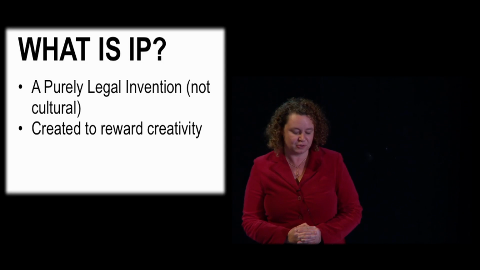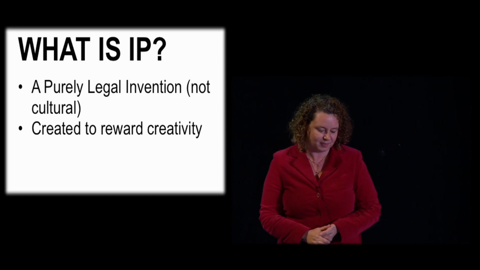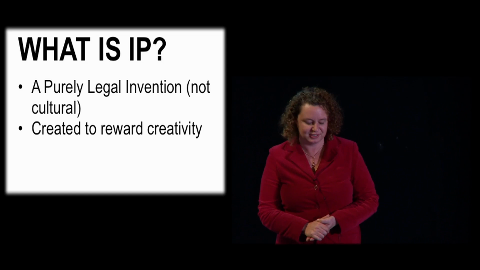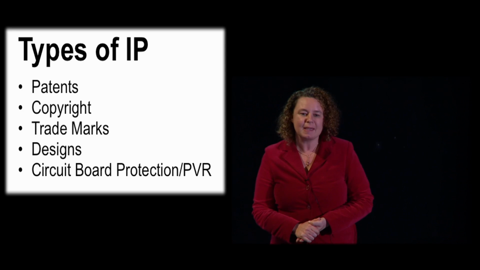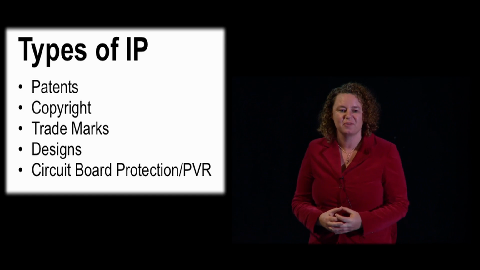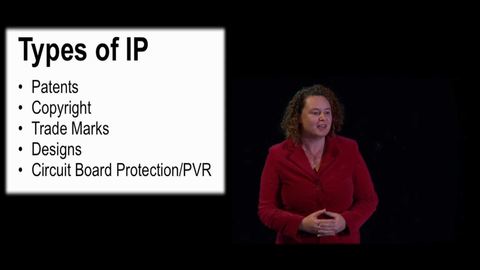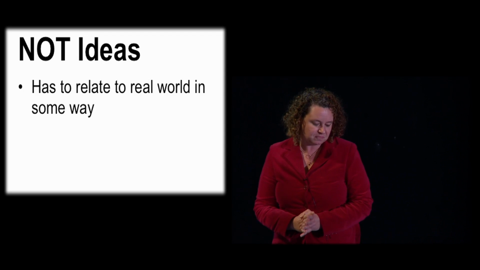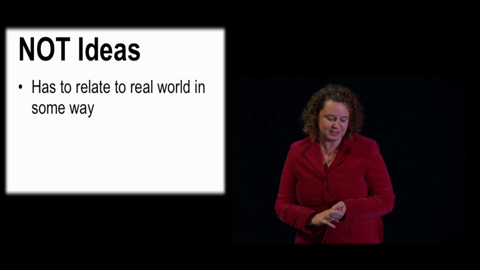There's lots of types of intellectual property. You've heard of patents and copyright and trademarks probably. You might not have heard of circuit board protection. You might not have heard of registered designs or plant variety rights. That didn't fit on my slide. Intellectual property is not an idea. For an idea to become some kind of intellectual property, it has to relate to the real world in some way. So it either has to be made in the real world or it has to be useful in the real world. I'm going to just talk quickly about the difference between three main types of intellectual property.